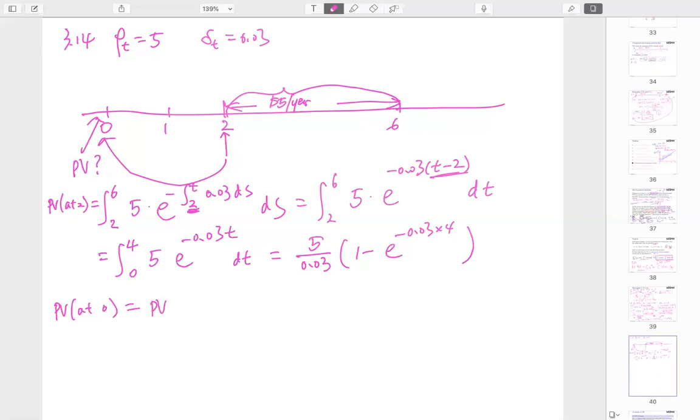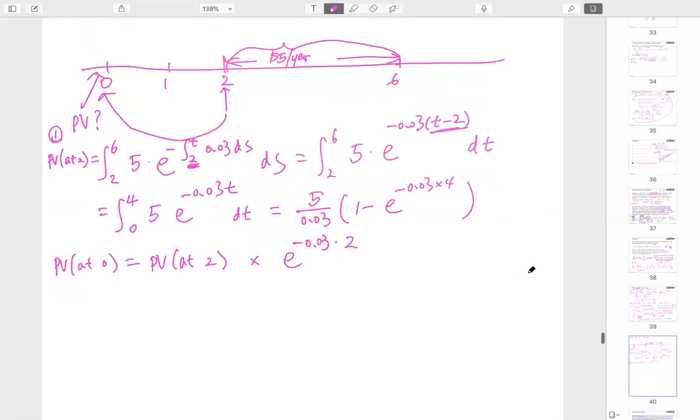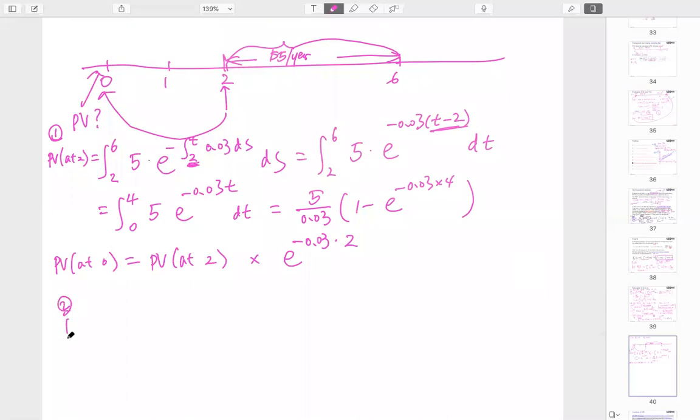So this will be PV at 2 times e to negative delta times 2 years. So I first calculate the PV at time 2, and then I discount everything back to time 0. So this is one way to do it. There's a different method. We can directly calculate PV at time 0.